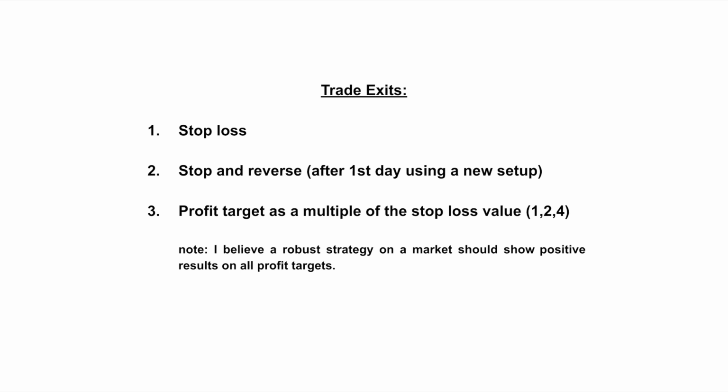And then number 3, this is the profit target which we're going to be testing out in this video, and that's a multiple of the stop loss value. In the example we mentioned the stop loss value was 60 pips, so if we had a multiple of 1 times the risk or 1 times the stop loss value, then our profit target is 60 pips. And I've just put a little note there that I believe that a robust strategy on any market should show positive results on all of the profit targets which we're testing.